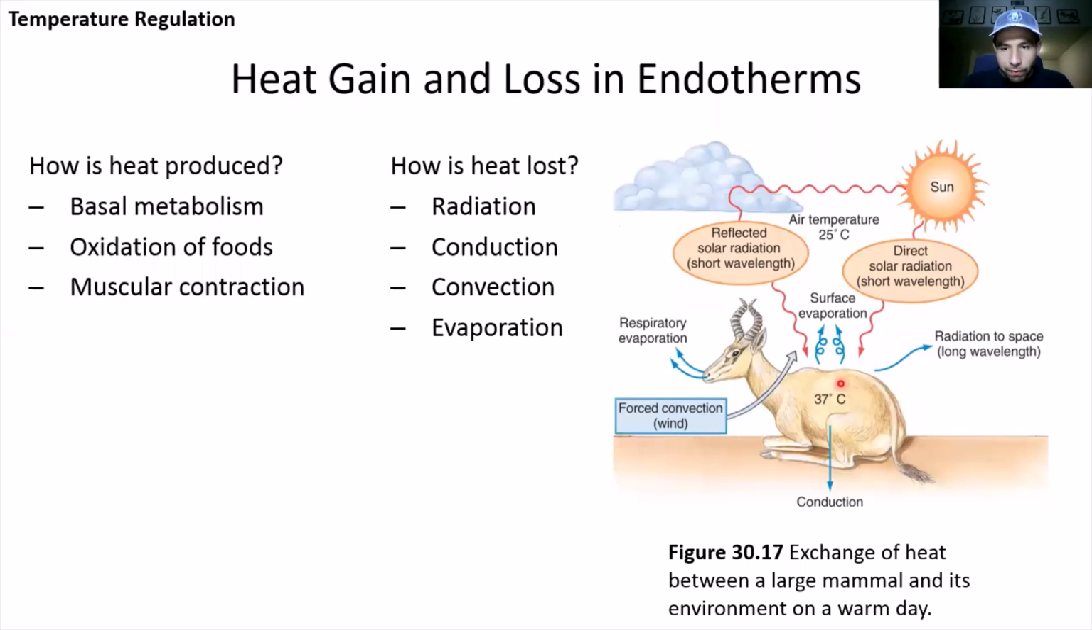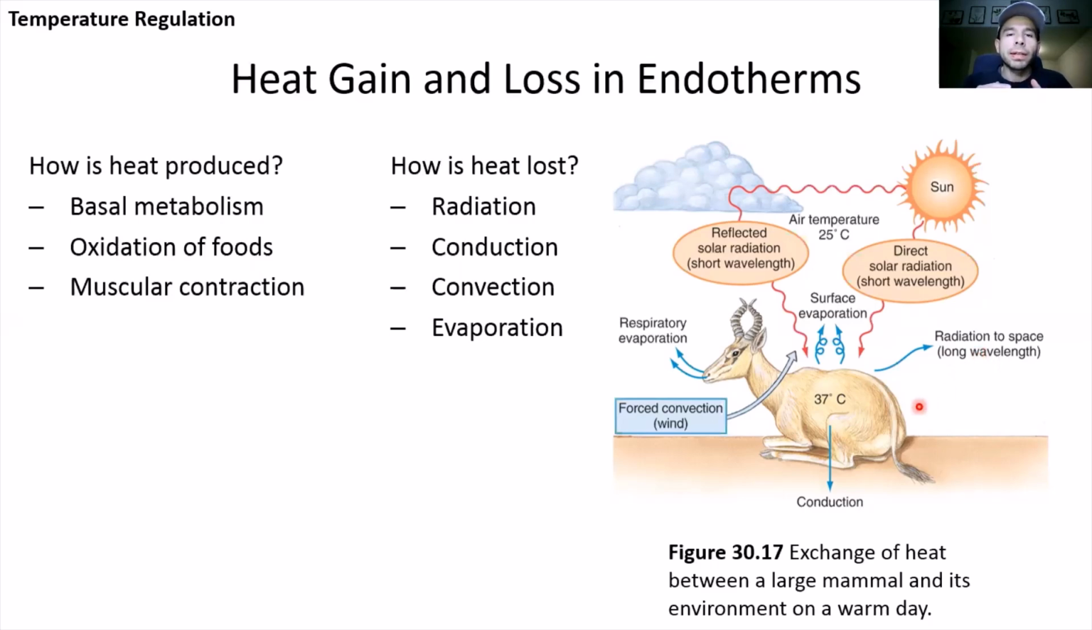In this graphic, we have an animal that has a core body temperature of 37 C, and it's living in an environment where the air temperature is 25 C. So the animal is warmer than its environment. The animal is soaking up some sun, so it's gaining heat through direct solar radiation. However, because the animal is warmer than the environment, it's going to lose heat to its environment by radiation. That's why if we were to take a photograph with an infrared camera of this animal, we would see that infrared heat leaving the animal.